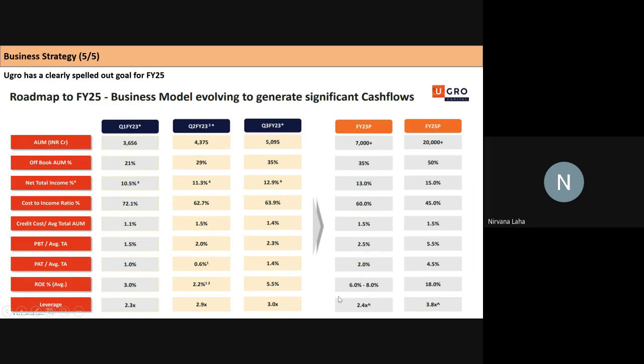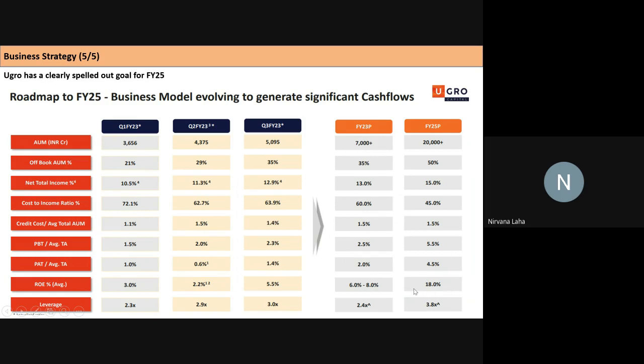Their ROE right now is between 6 to 8%. They want to go up to 18% ROE. Their leverage, which is debt to equity, is 2.4x. They want to take that up to 3.8x. So this is what they keep focusing on, the ROE and ROA.